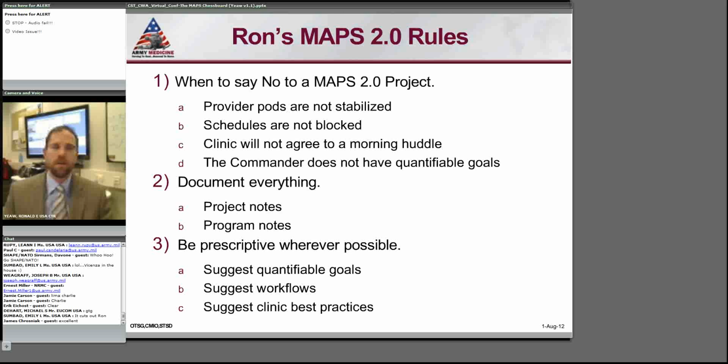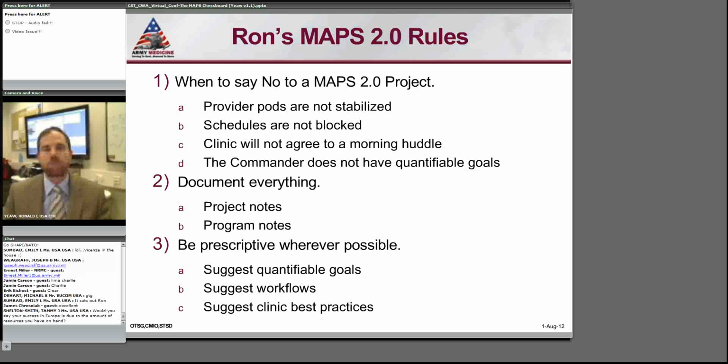Here are 4 telltale signs for me when to say no to a MAPS 2.0. 1, those provider pods aren't stabilized. If you go in there and they don't have the infrastructure in place, there's nothing you can do. You're spitting in a river if you're trying to do workflow or do training, and you've got a revolving door of medics and nurses.